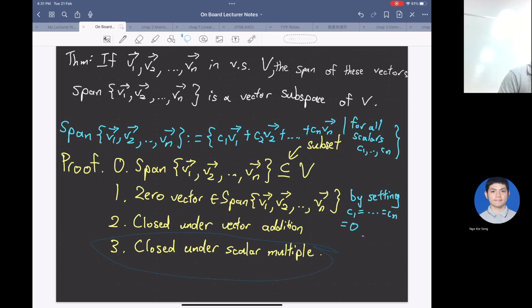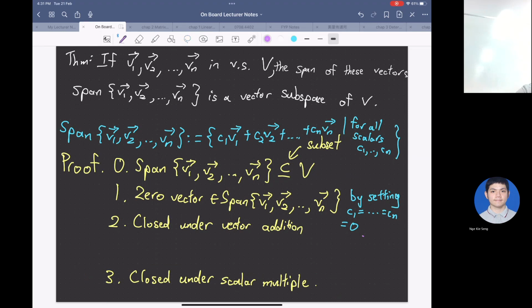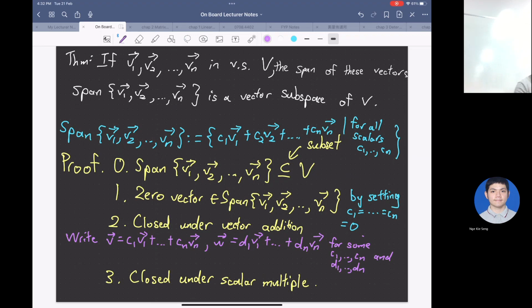So let's show how it is closed under vector addition. The typical way we will write is we just take two vectors of it. So I'll write V equals the linear combination of V1 up to Vn, and write another vector W as the linear combination of V1 up to Vn, for some C1 up to Cn and D1 up to Dn. You can notice that sometimes I use some, sometimes I use all. If I have a chance, next time I will tell you, or you can ask me.